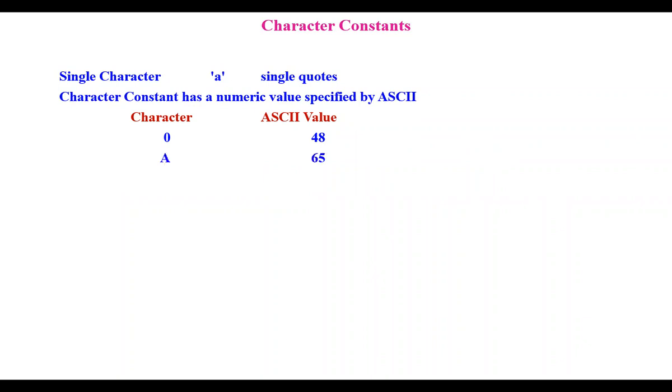Capital A is 65. Capital B is 66. Small a is 97, small b is 98. Small c is 99, like that. Or hash is 35. Like this, every character, number and special character has an ASCII value.